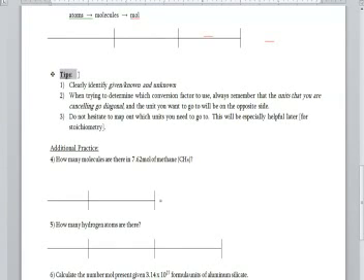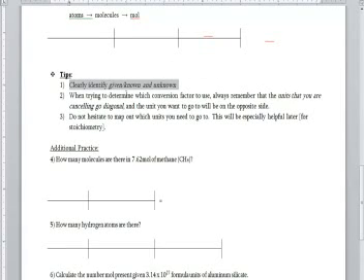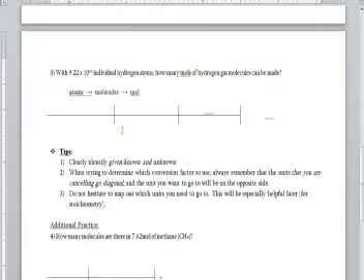All right. So when we look at the tip section, you'll see 3 things to cover. First thing, clearly identify given, known, and unknown. When trying to determine which conversion factor to use, always remember that the units that you're canceling go diagonal, and the units you want to go to will be on the opposite side. Do not hesitate to map out which units you need to go to. This will be especially helpful later for stoichiometry, which is the next chapter.